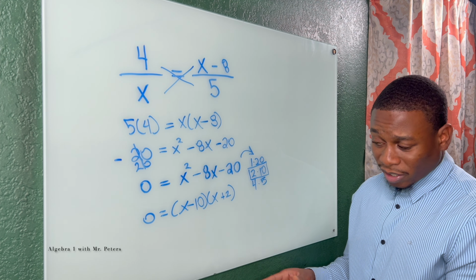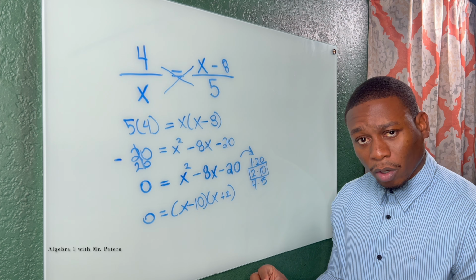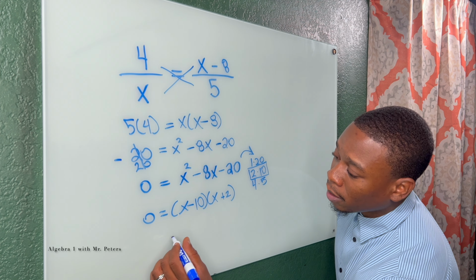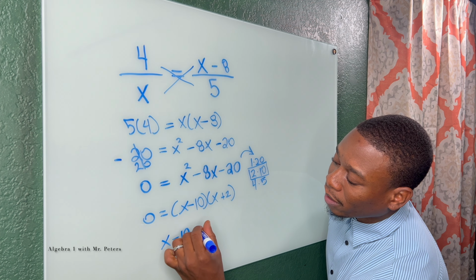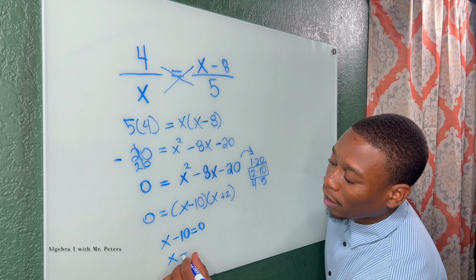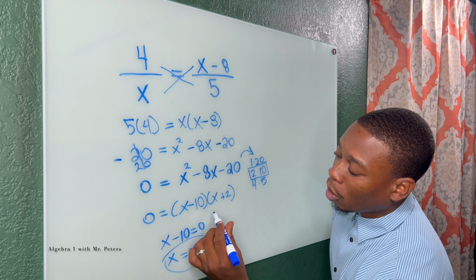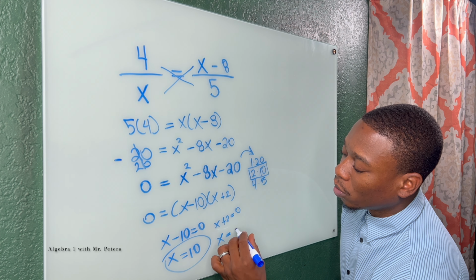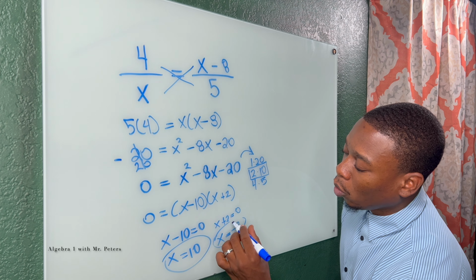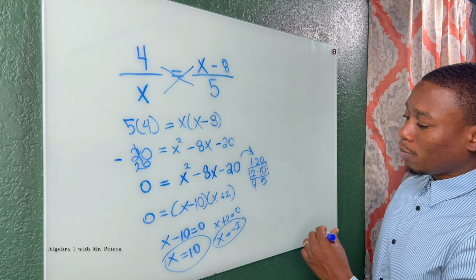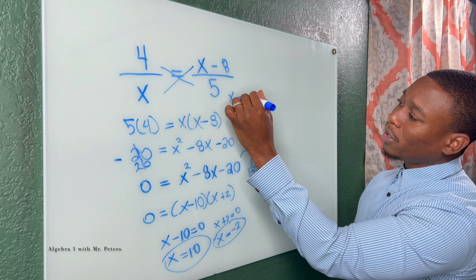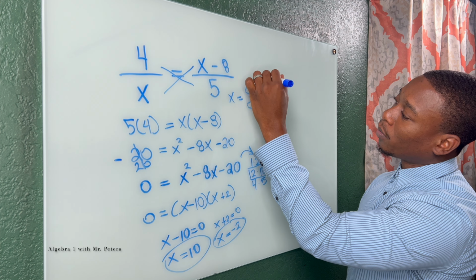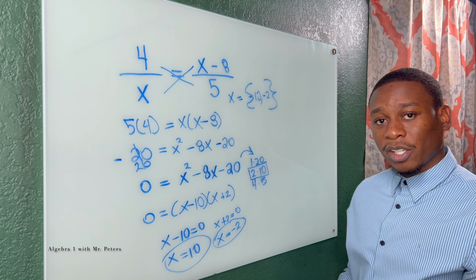Now the next important step is to set both of these factors equal to 0. If you leave it like this, it will not be the correct final answer. So now we have x minus 10 is equal to 0, so x is equal to 10. Or we have x plus 2 is equal to 0, and we know x is equal to negative 2. We could also express this as a solution set, meaning x is equal to 10, negative 2, right? And that is our answer.